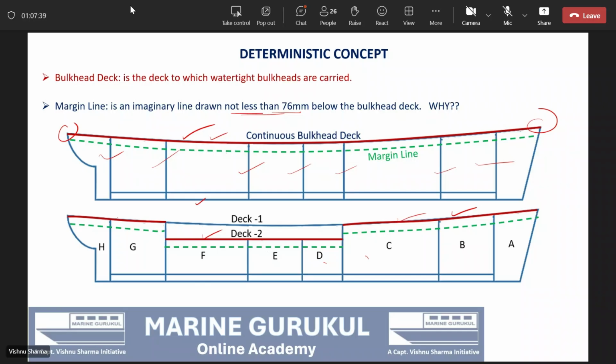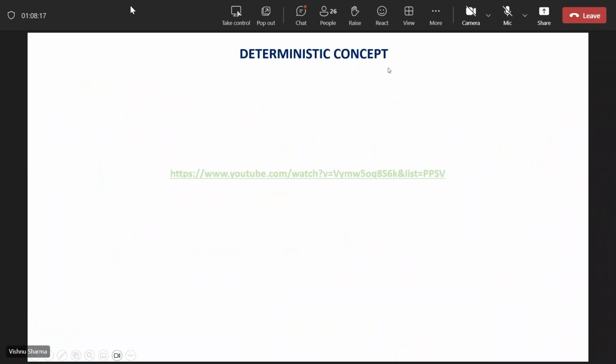To mark that safety margin line, the safety limit, this margin line was introduced. So margin line is the line which you would not like to immerse in water. So that leaves you with 3 inches of safety margin up to the bulkhead deck. Is the concept of margin line clear, guys? What is a margin line and why it is required to be below the bulkhead deck, and why not less than 76? Because they don't want a safety margin of less than 3 inches or 76 mm. Clear, guys? Yes, sir.